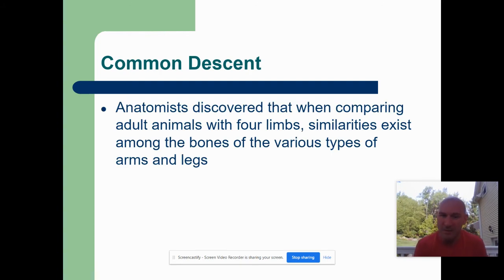People who study anatomy, anatomists, discovered that when comparing adult animals with 4 limbs, similarities exist among the bones of various types of arms and legs, which is what I referred to a couple of slides ago. Once you find a body plan in nature, it sticks with it. Dolphins are mammals. Their ancestors were once on land, terrestrial. They moved back into the ocean, so they've evolved away from a body plan that looks very similar to ours, but they still have a lot of similarities, especially in the structure of the bones in their flippers. Because of common descent, there's a lot of similarity in structure.